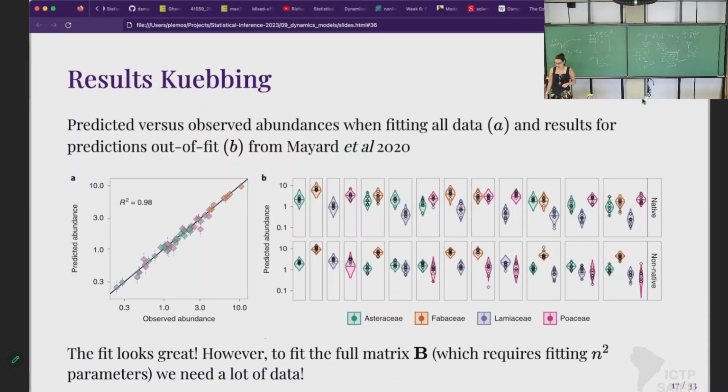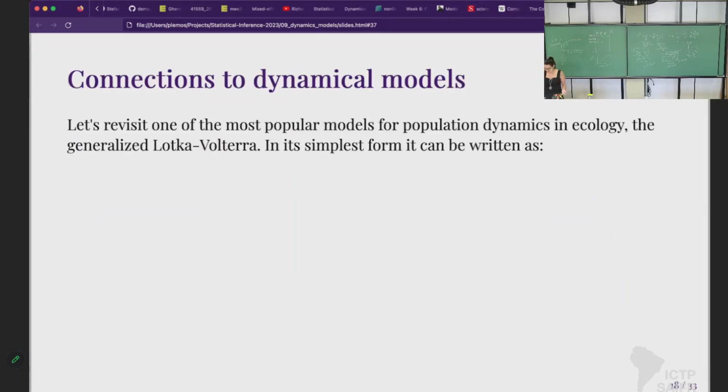So now, how can we actually bridge this with a dynamical model, right? After all, this is a dynamical model class. So let's revisit the generalized Lotka-Volterra, which I think you did yesterday with Renato. So that's a great reminder. So in a very simple form, we can write this as this differential equation. x dot is just the same thing as writing dx/dt, if you're not familiar with that.